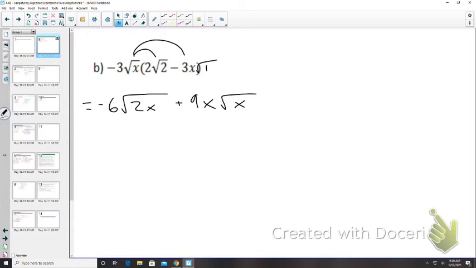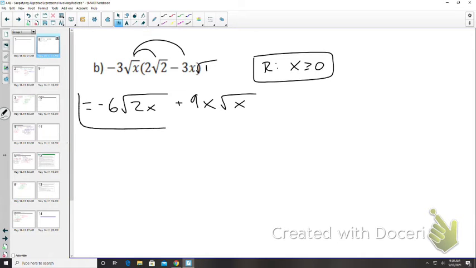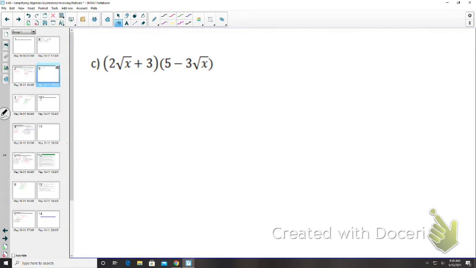To simplify this any further, we need to have the same radicand. We do not; we have 2x and x. So this is as good as it gets. This is our final answer. And restrictions on this function, we have an odd exponent, so therefore x must be greater than or equal to 0. And our fully simplified answer is right here. I know it may not look like it, but it is. And again, remember we need to have the same radicand to simplify that.